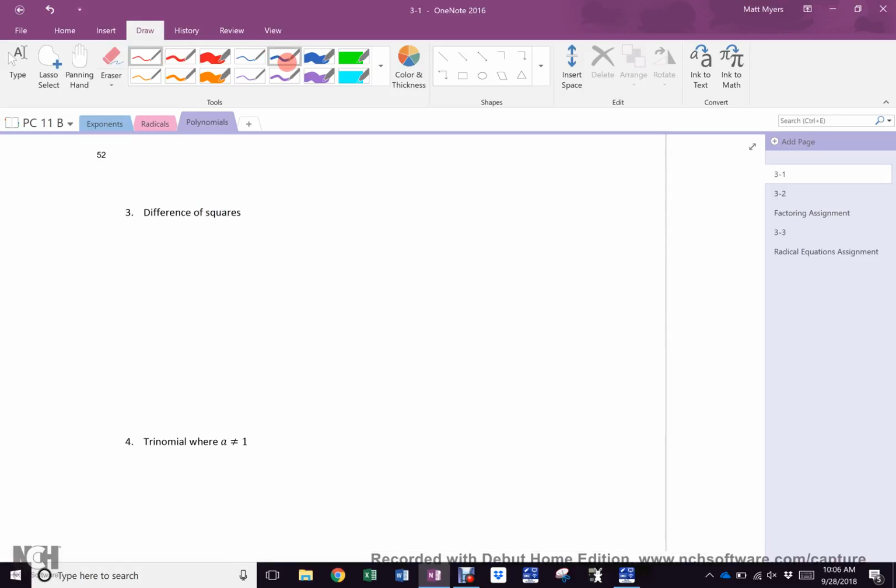Difference of squares. This is x squared minus y squared, and x and y can be anything. Highlight the word anything. We'll start with the easiest one possible. There's a lot of space here because there's a lot of ways this can mess with your head.